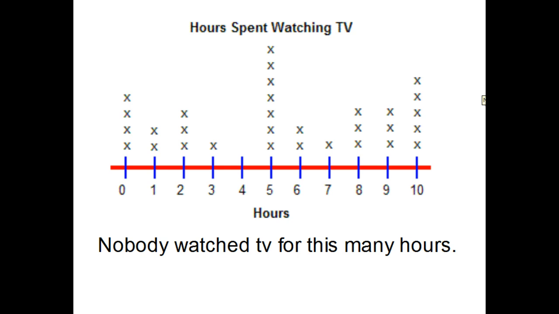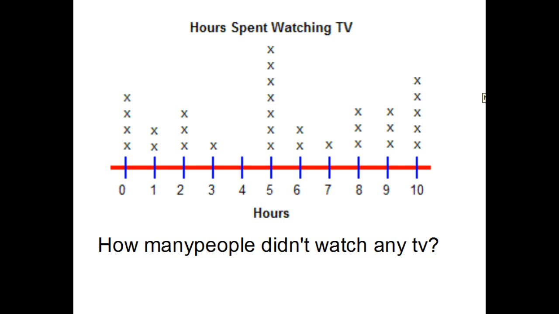Switch the line plot. This one is about hours spent watching TV. Obviously, they asked a lot more people about this. So our first question is saying nobody watched TV for this many hours. Nobody. So I'm looking for a line where there are no X's. 4. Nobody watched TV for 4 hours. There are people who watched it less. There are people who watched it more. But nobody watched for exactly 4 hours.